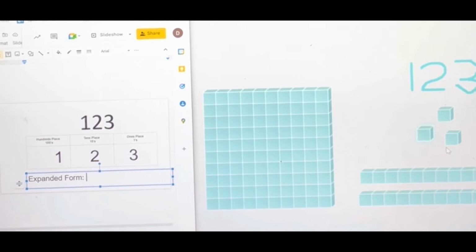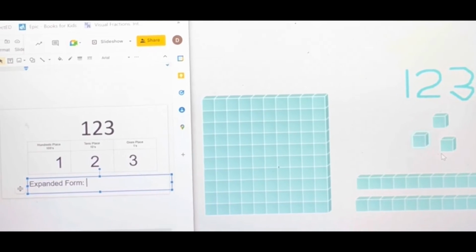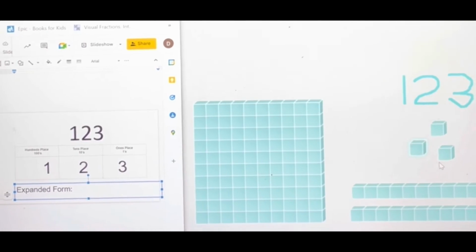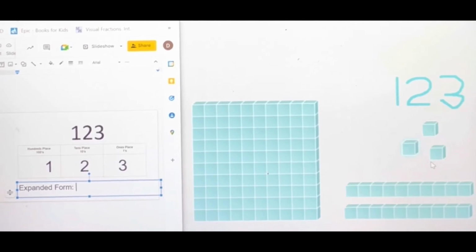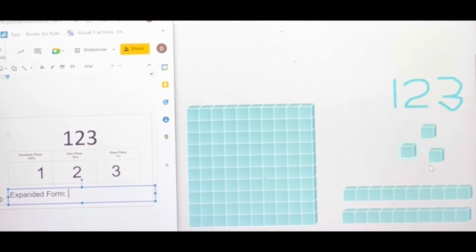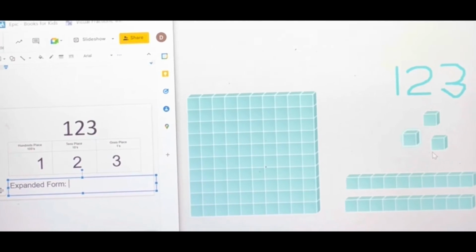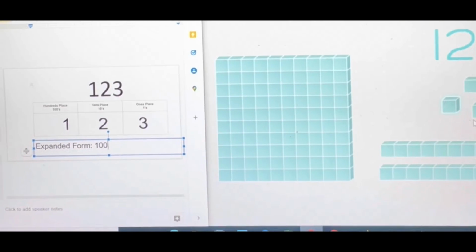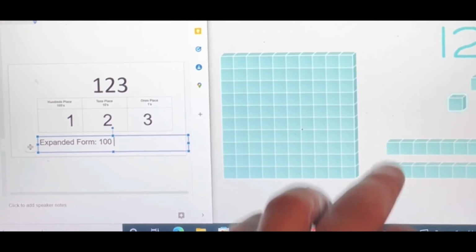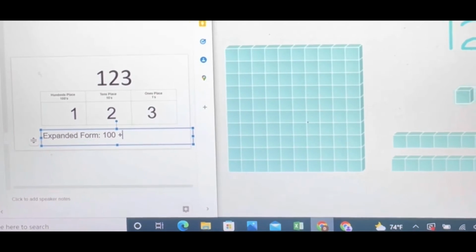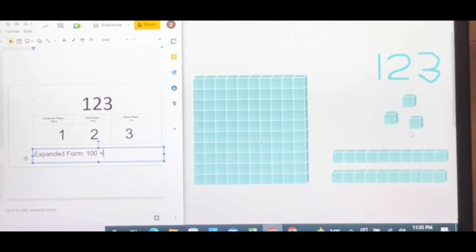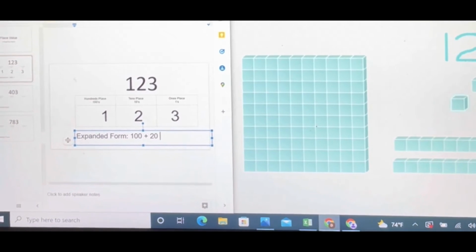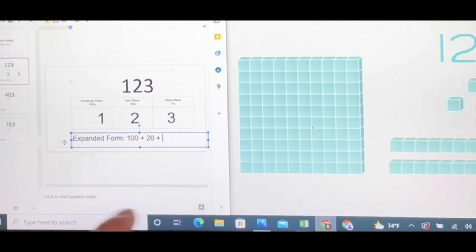All right, so now that we have identified the ones, tens, and hundreds place in the number 123, I'm going to write the number in expanded form. So there's a 1 in the hundreds place, so 100. We have 2 tens, 10, 20. So 20, and we have 3 ones. 1, 2, 3.